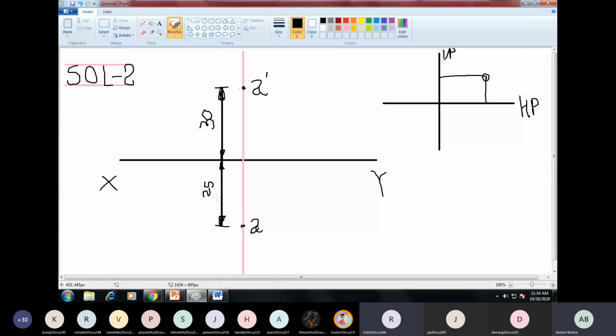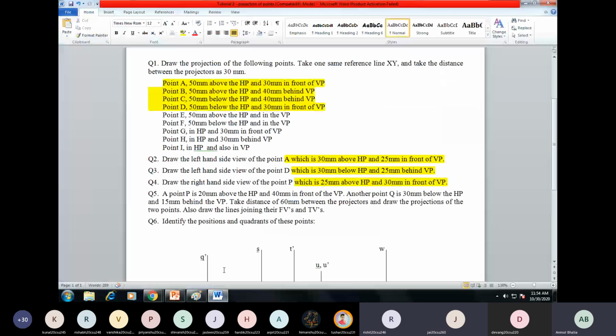No, sir. Okay, now we'll start making the side view. Which side view is required? Left side view. Left hand side. So as per the notation, the left hand side view will fall on the right.